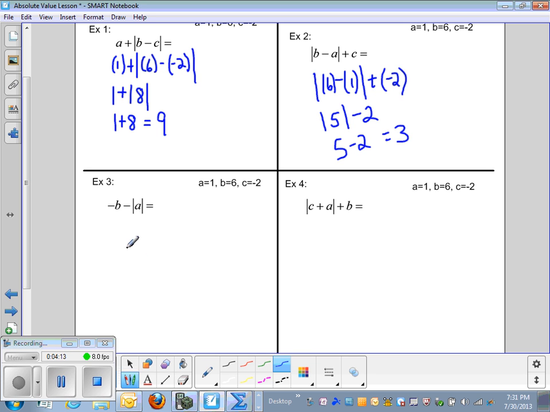Example 3. Minus 6 minus the absolute value of 1. So we rewrite that as minus 6 minus the absolute value of 1, which is 1. Minus 6 minus 1 is minus 7.